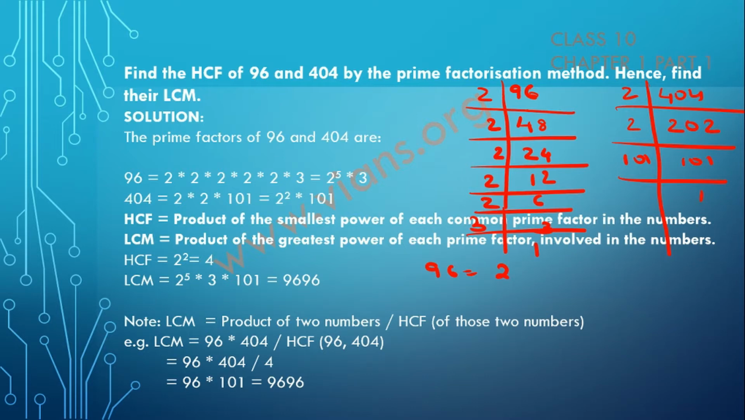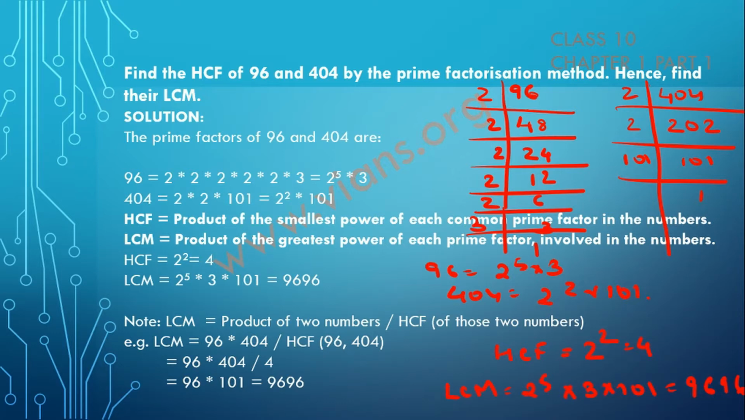So if I were to find the HCF, it is equal to the product of the smallest power of common prime factors. So what are the common prime factors over here? That's just 2. 3 is not common amongst these. 101 is not common. So 2 raised to the smallest power of the common factor amongst these two values. So that's going to be 4, and LCM is going to be the greatest power. So you're going to raise the joint prime factors to the highest power that's possible. So that's going to be 3 into 101. That's 9696. So that's what your HCF and LCM is.